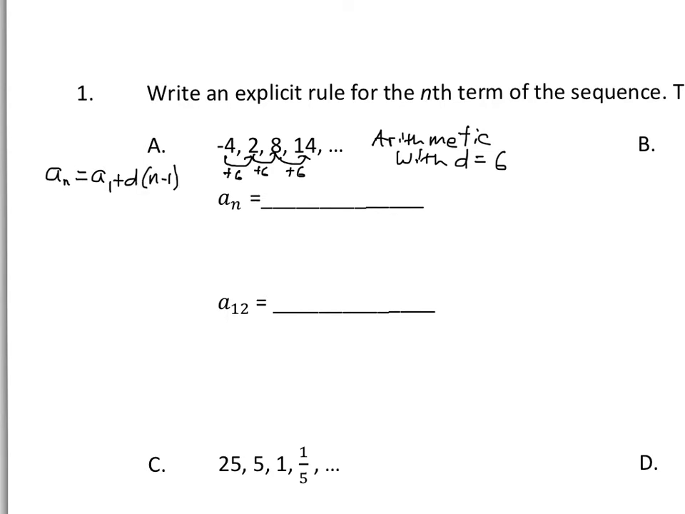So all we have to do is plug in a_1, which is -4, plus our common difference, which is 6, times n minus 1. And we can use that formula to find the 12th term. The 12th term is going to be found by plugging in 12 for n. -4 plus 6 times 12 minus 1. Use the order of operations. 12 minus 1 is 11. 11 times 6, and then subtract 4, you get 62.